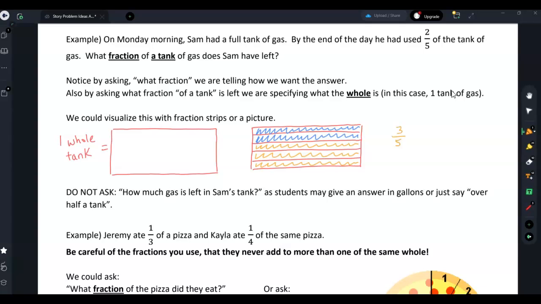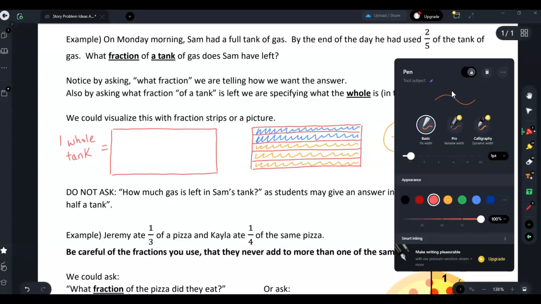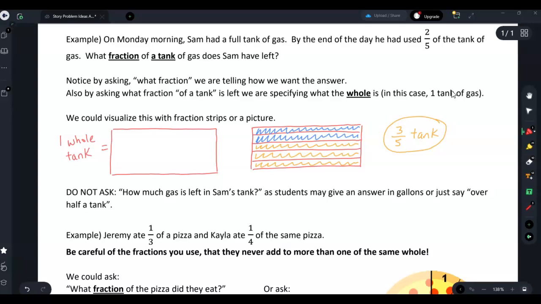And my units here, if it's a story problem, it needs units. My units here would be 3/5 of a tank. So you could say of a tank, or if you just say 3/5 tank or tanks, that's probably fine. But we always want to include our units on our story problems.